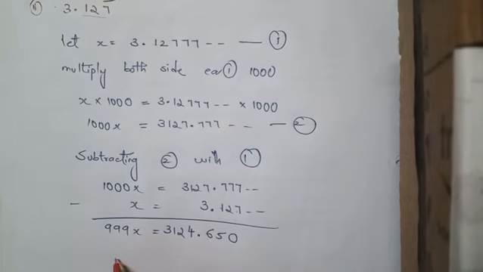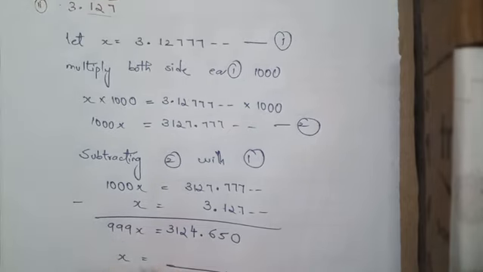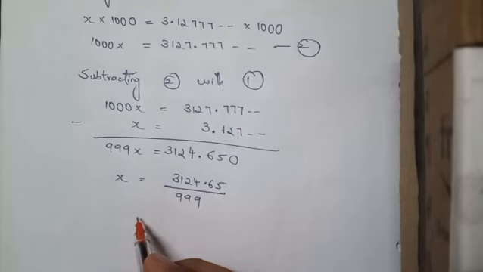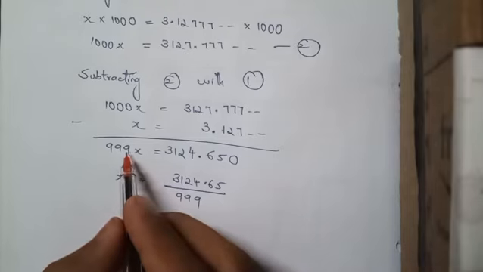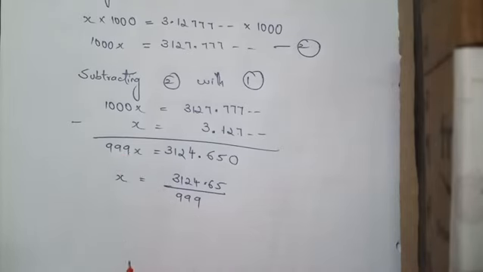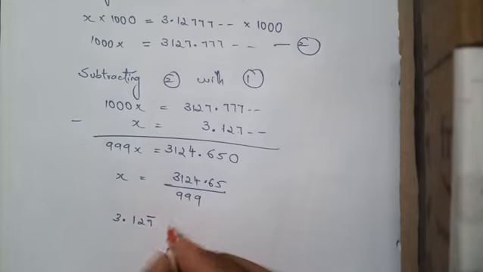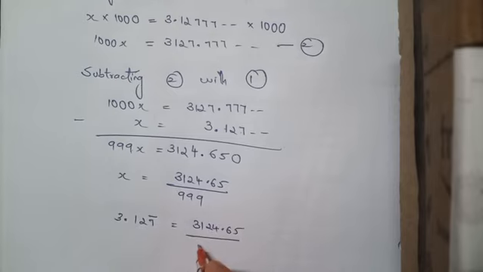Now send this 999 to the other side and write it as it is. We neglect the zeros, which are not required. Whenever the multiplied number is sent to the right side, it becomes the denominator. So the value of 1.127 bar is equal to 1126 by 999. Everything is the same.